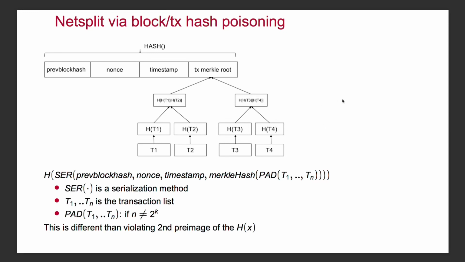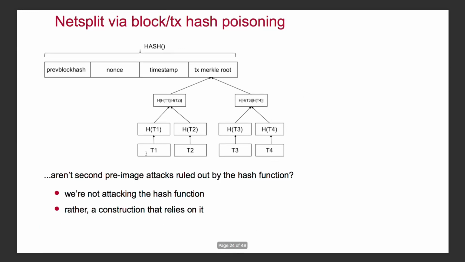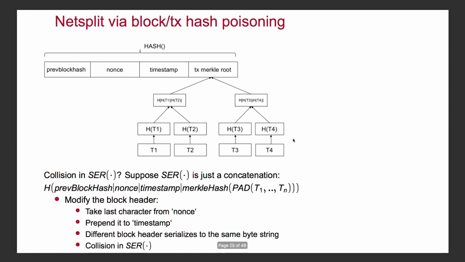If we're looking for a collision, on a pure hash function, that's hard to have or not doable. However, we're not dealing with a hash function here. We're dealing with this whole construction. It has serialization and it has padding. And so suppose, how would an attack look on the serialization function? So let's try to exploit the serialization function for the purpose of obtaining a collision on this whole block hash.